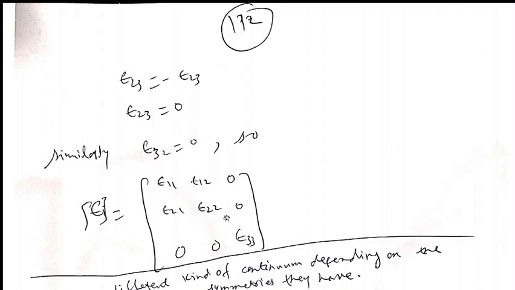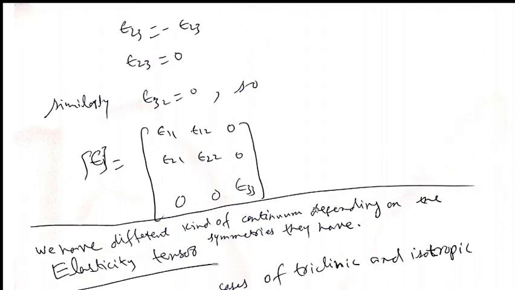So tensor will become this. These 4 are 0. So we have 5 independent components. So due to this symmetry, due to symmetric plane xy, this epsilon tensor will have 5 independent components. 4 are 0. So symmetry has reduced its independent components from 9 to 5.